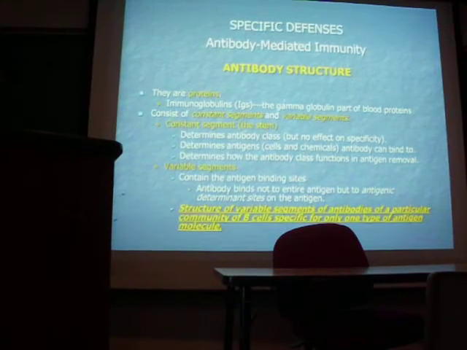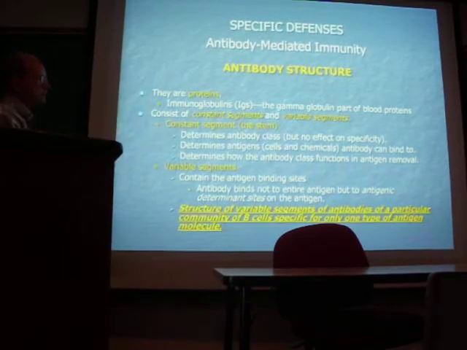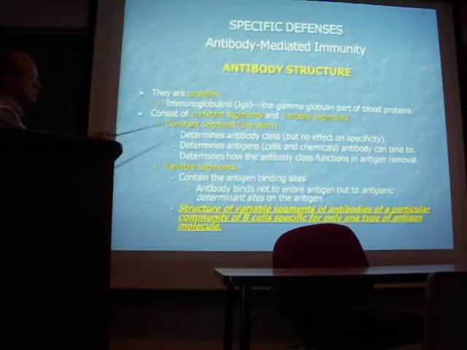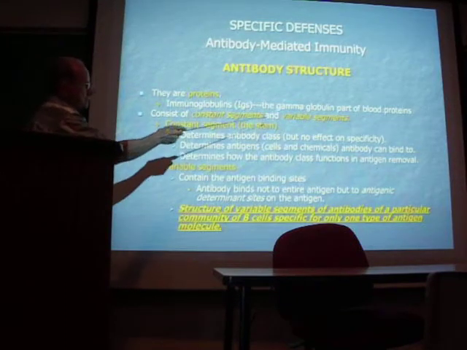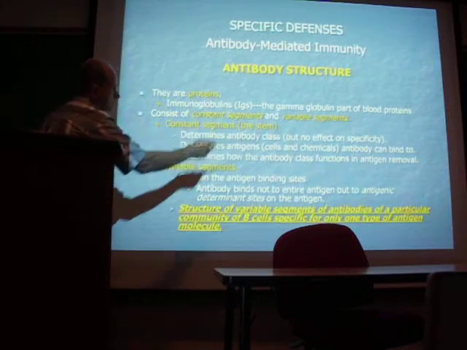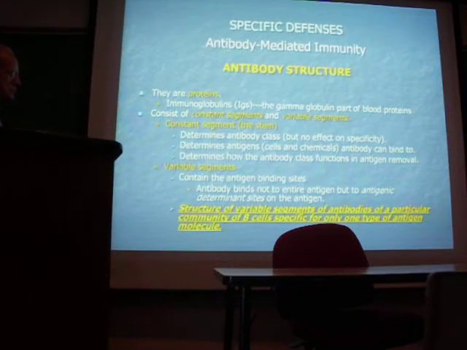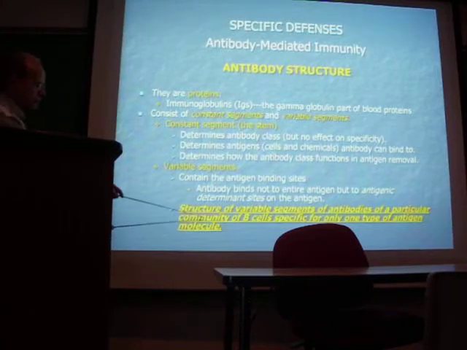So all antibodies are proteins. They're in this class, immunoglobulins. As I showed you, they have the constant segments and the variable segments, but the variable segment is the one that determines antigenic specificity. And that's what's showing you down here.